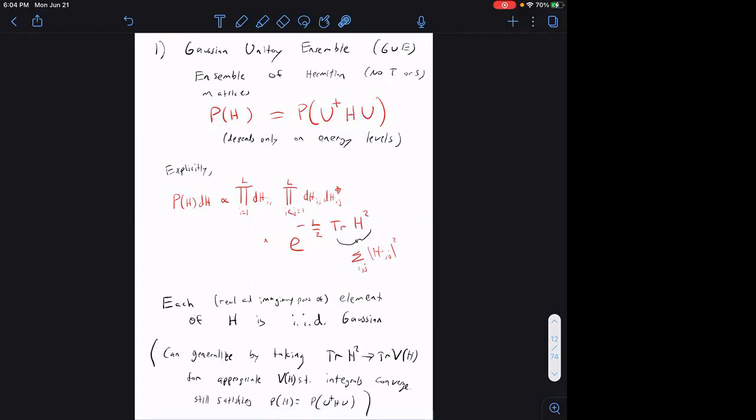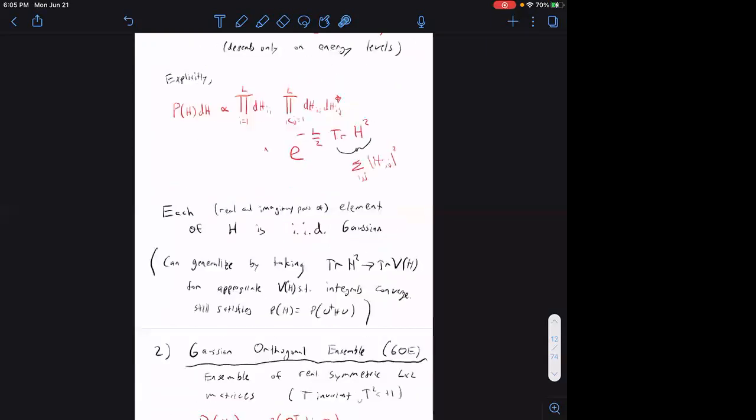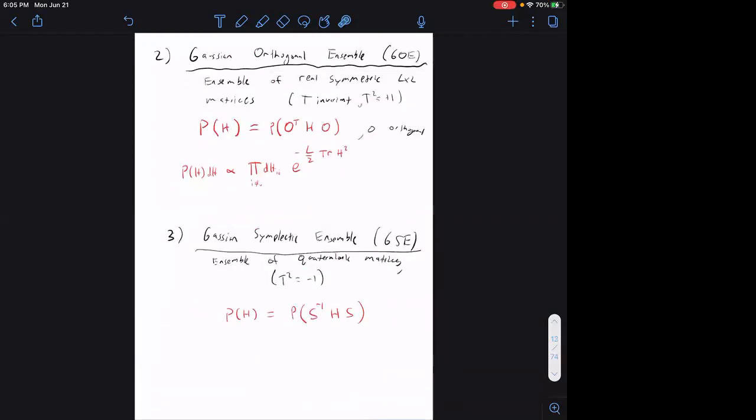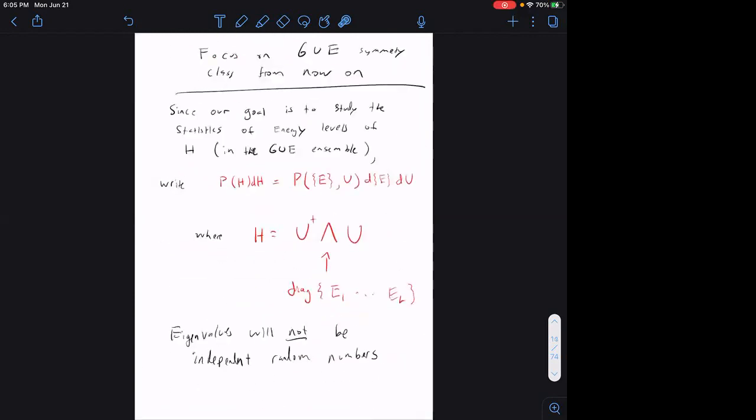As a side comment, this ensemble is easy to generalize by taking this trace H squared to be trace V of H for some function V. If you do this, the distribution still has the property that it's unitarily invariant. This is a bit of a side point, and it's more important in the third lecture. Okay, I have a couple of slides about the other symmetry classes, but we're not going to talk about them very much, so I'll skip this for now.